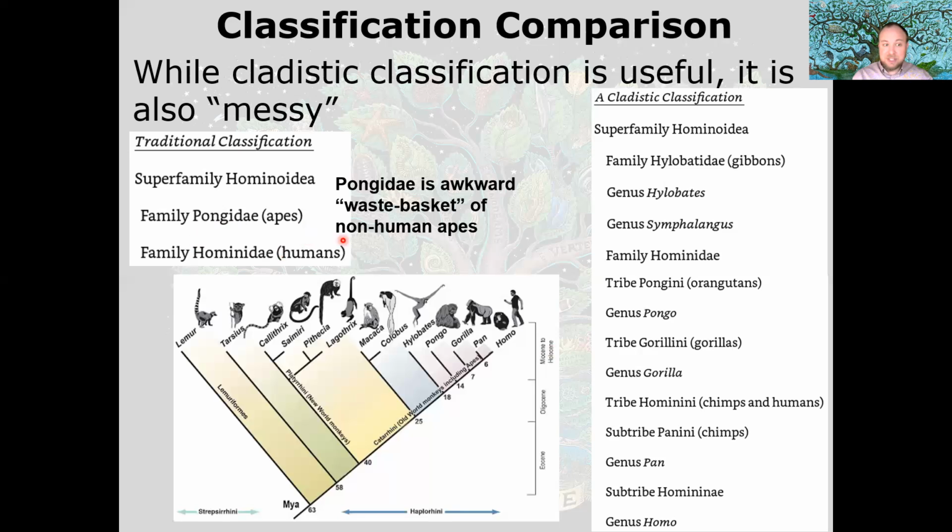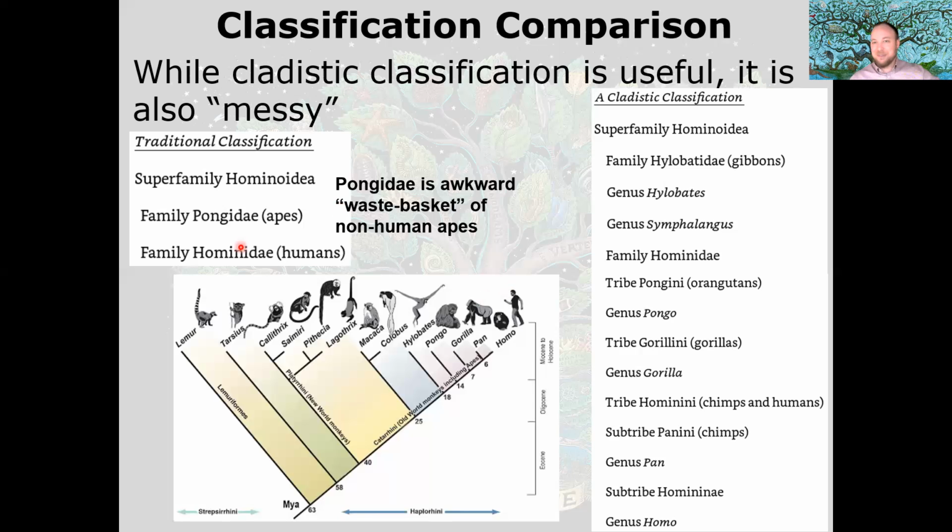And so the only real difference between Hominidae and Ponchidae is that humans aren't in this one. And so Ponchidae is this awkward kind of wastebasket where, okay, yeah, they're all hominoids, but these ones are the humans and these ones aren't. Why do we draw the line there? Why are humans so special? What's special about humans that we need our own separate family?